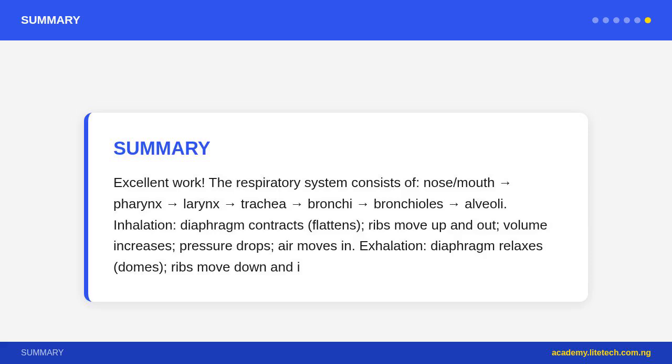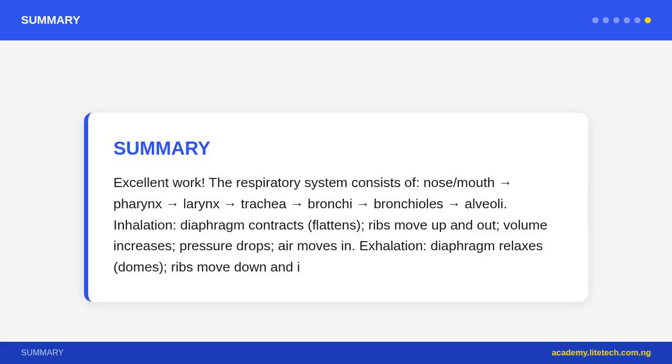Inhaled air is 21% O2, 0.04% CO2. Exhaled air is 16% O2, 4% CO2. Alveolar adaptations: large surface area, thin walls, moist lining, and a rich capillary supply. The medulla oblongata controls breathing rate based on blood CO2 levels.